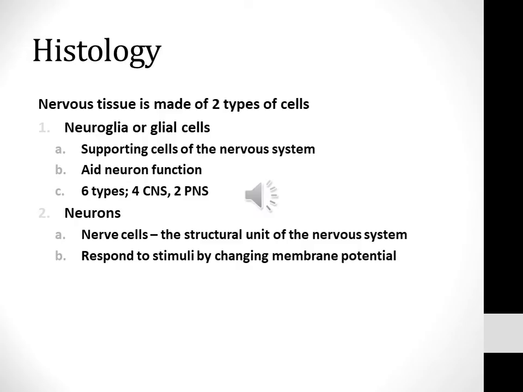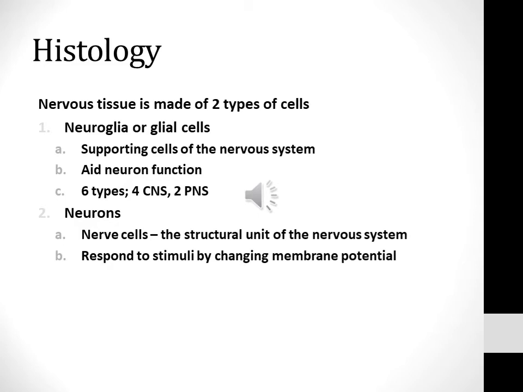Our nervous tissue is made up of two types of cells. The first is our neuroglia or glial cells. There are 6 types of those, 4 in your central nervous system, 2 in peripheral. We're going to go over those next. Their job is to support the cells of the nervous system. So they're supporting cells. They aid in neuron function, and the neuron is the other type of cell.